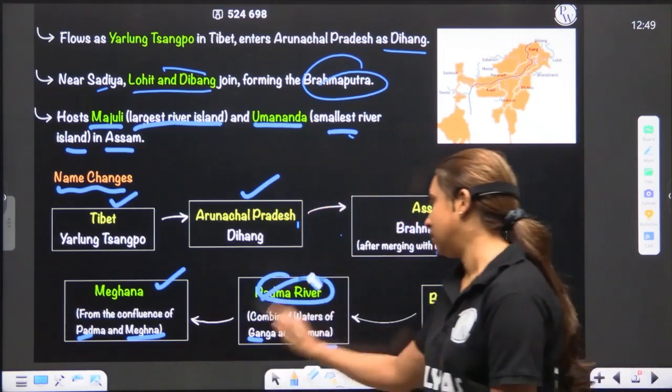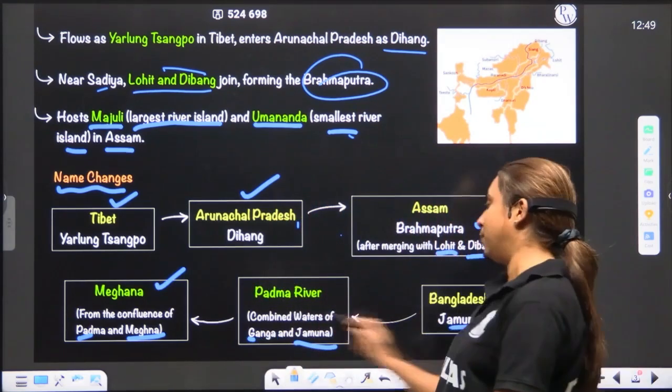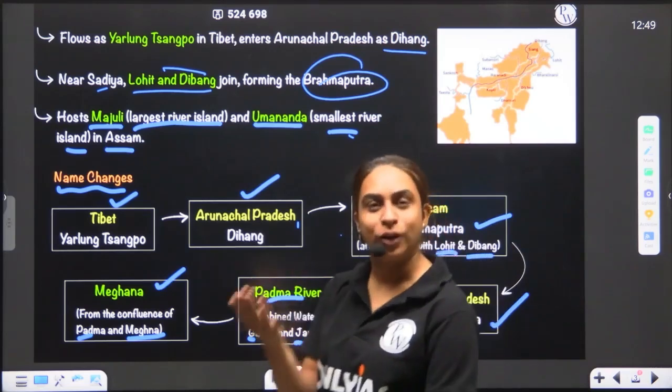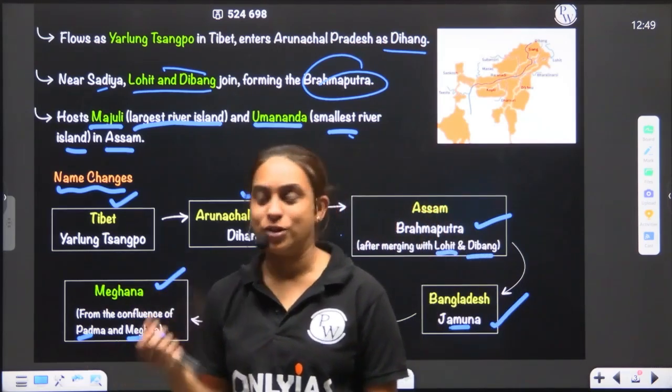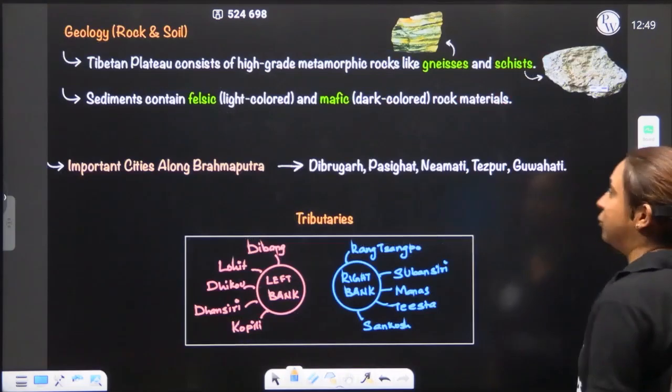Okay, take Jamuna, Padma and Meghna. So naam to suna hi hoga. The name keeps on changing. So this is about your Brahmaputra River.